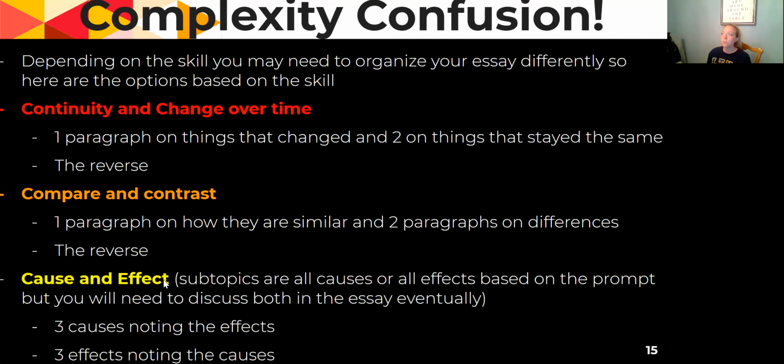All right, so the complexity confusion. Depending on what skill you identify the essay as, you're going to set up your complexity, like your whole essay, a little bit differently. So if it's the first skill, continuity and change over time, if the prompt is asking you did things change or stay the same more, you have to put yourself on the spectrum, figure out which way you're leaning. Say I'm going to say the more things changed. All right, I have to have 2 paragraphs on how they changed, but at least 1 on how they stayed the same. If I'm going to lean the other way, it's vice versa.